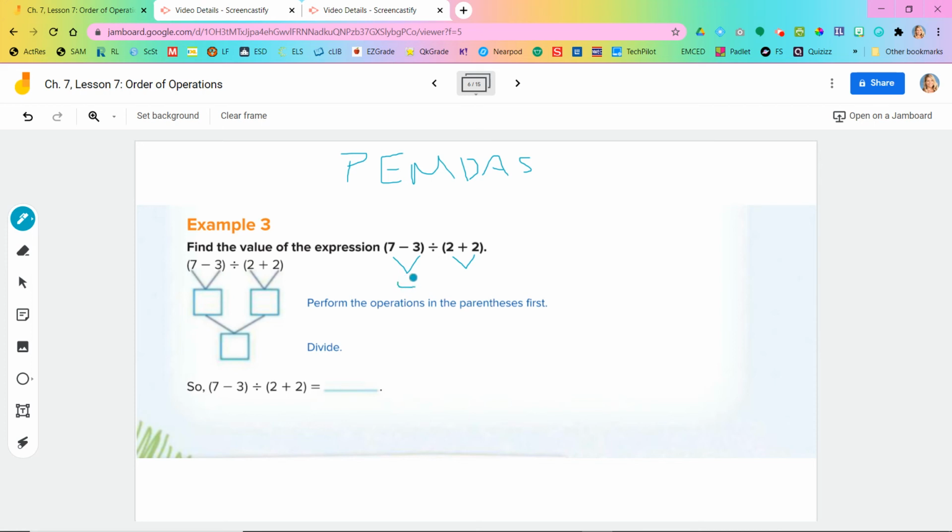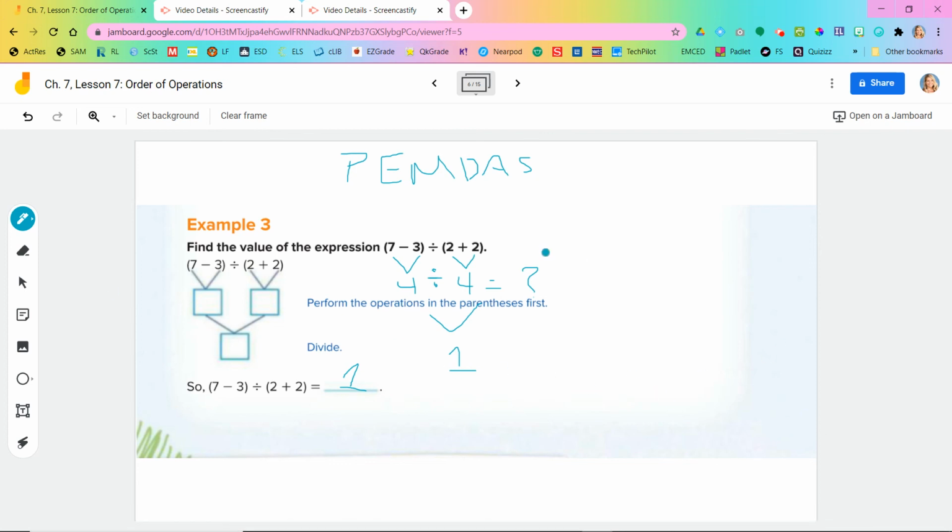7 minus 3 is 4. 2 plus 2 is 4. And then I drop down my division symbol. It's really hard to do with this mouse. Okay, now when we divide, look at this backwards, especially with these little numbers. What times 4 gives me 4? And that answer would be 1. So my answer here is 1.